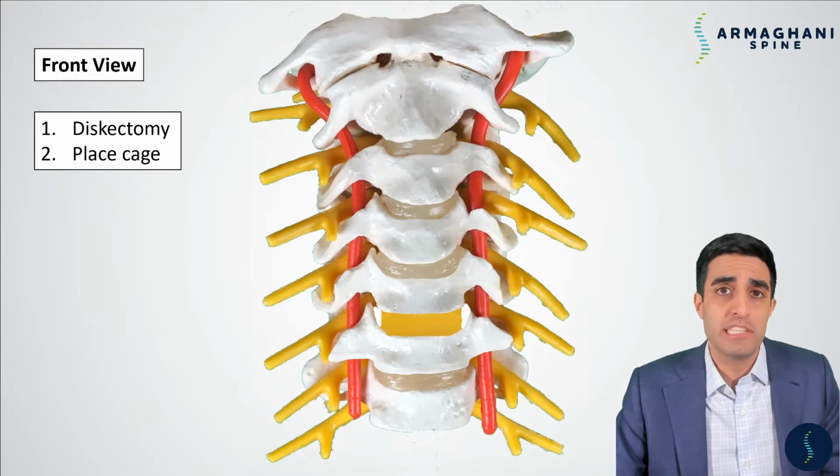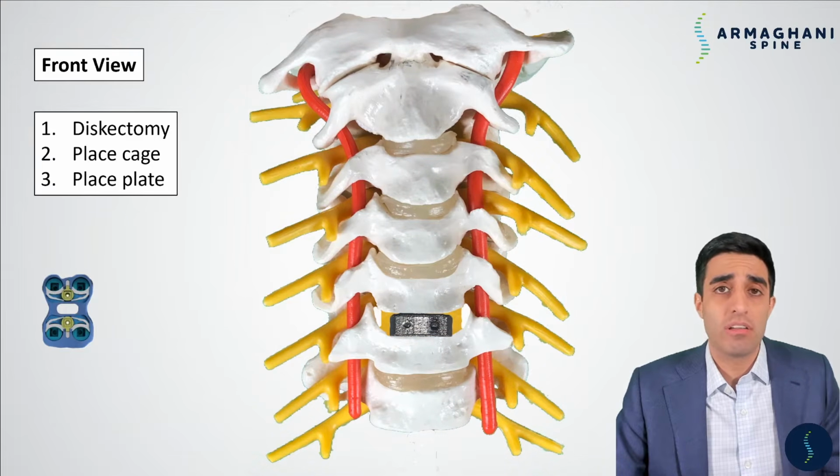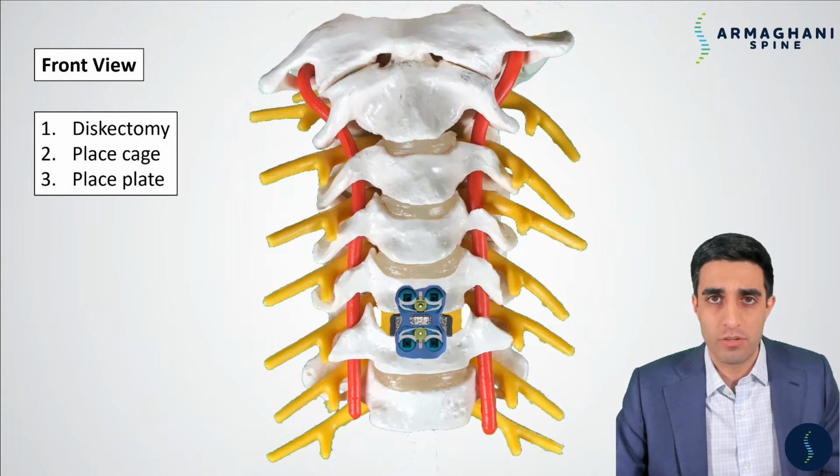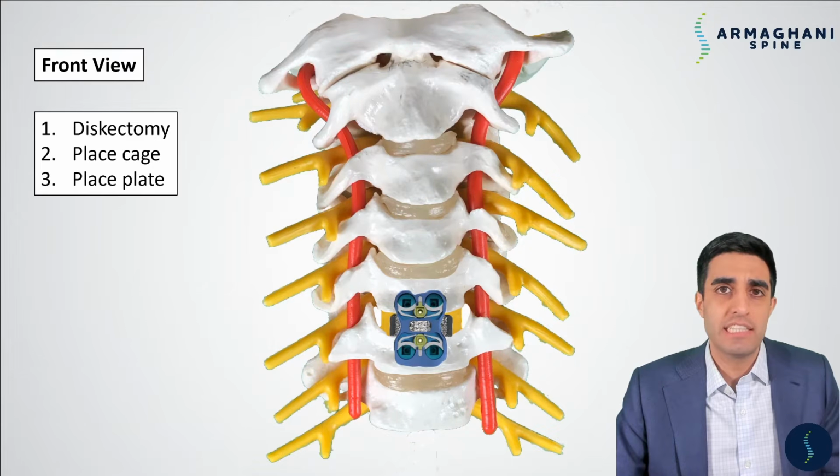Next, once we do this, we'll place a cage in that space between the vertebrae to hold it open. Once this is completed, our last step is to place the plate and screws right onto the front of the vertebrae. This locks it in place and again acts as an internal cast or splint to hold everything together as your body goes through the healing process to fuse those two vertebrae over the course of about a year.